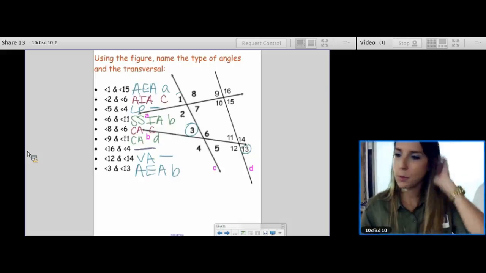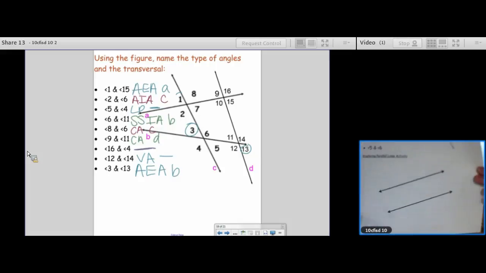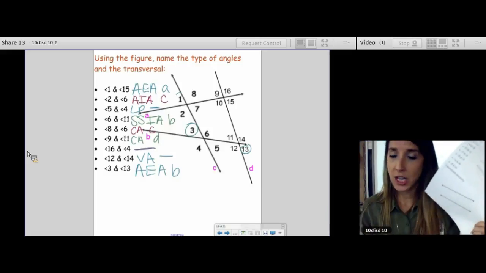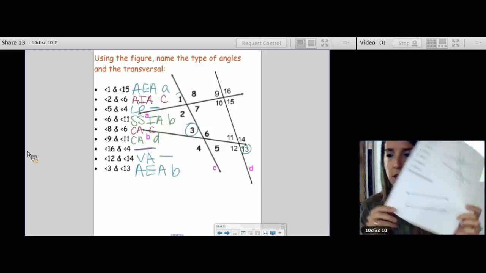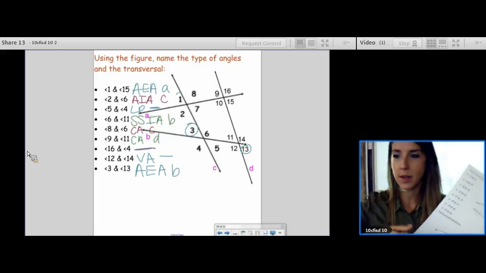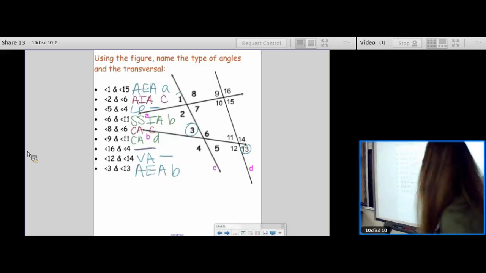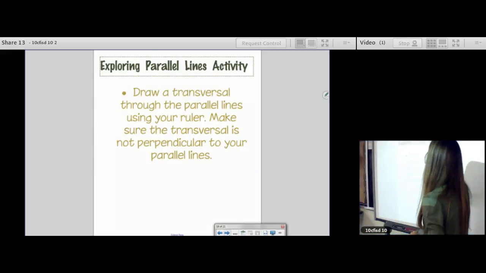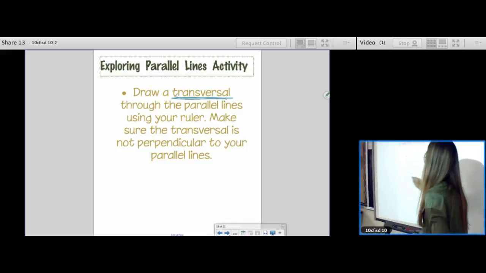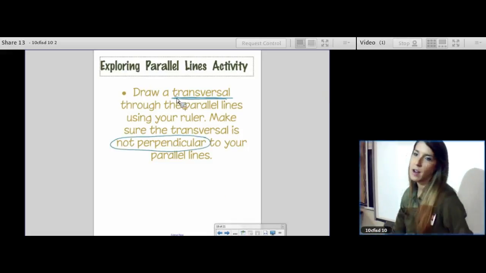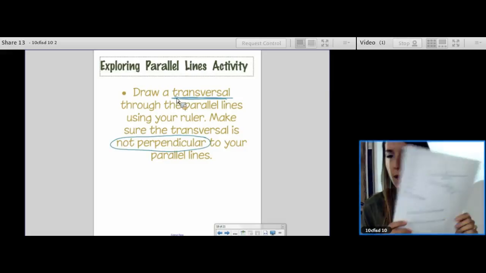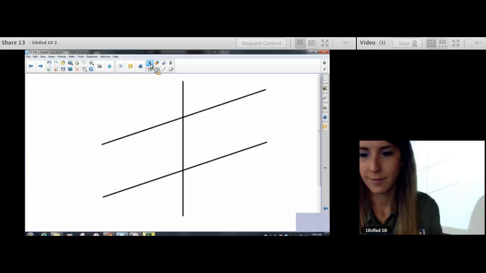Okay, next thing I want to do before class is over is if you do have the back of these notes, I want to use this right here, this exploring activity. And I want you to get a straight edge. It doesn't have to be a ruler, just the edge of a binder or something. And I want you to draw a transversal through the parallel lines. Please do not make it perpendicular, because that'll kind of ruin what we're discovering. Draw a transversal through your parallel lines, but do not make it perpendicular.